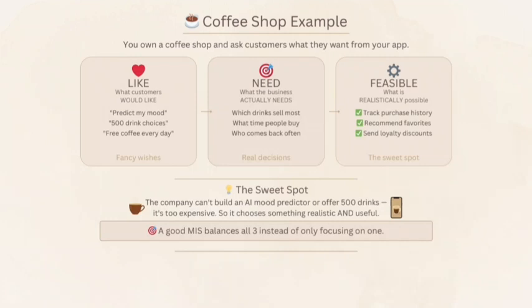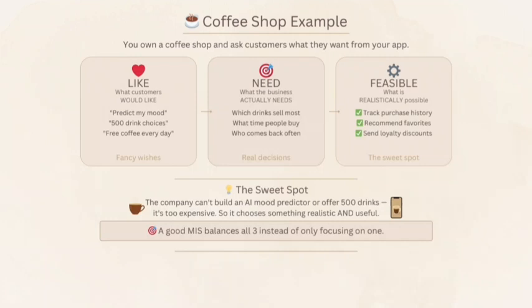well? What the company actually needs might be which drinks sell the most, what time customers buy coffee, which customers come back often. Now the company also has to think, what can we realistically do with our money, technology, and workers? Maybe they cannot build an AI mood predictor or offer 500 drinks because it's too expensive or complicated. So the company chooses something realistic and useful.